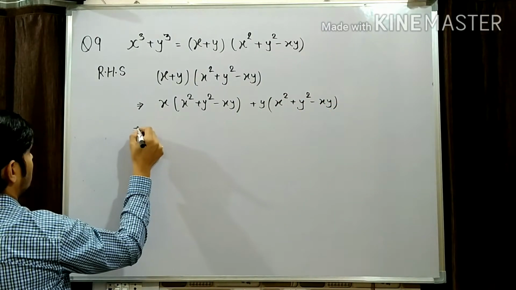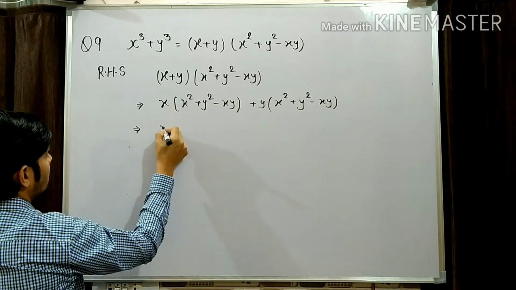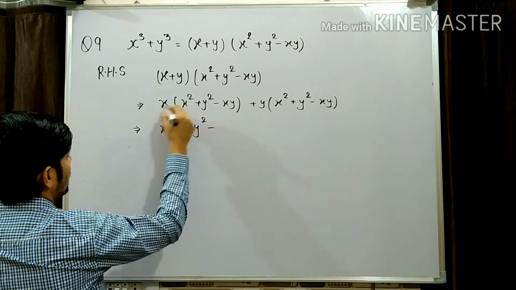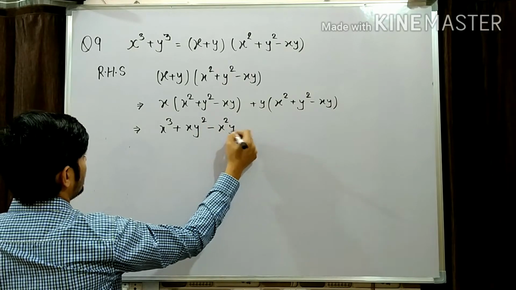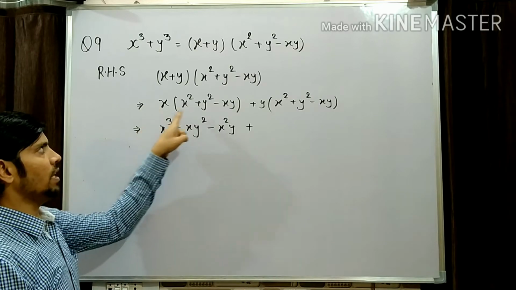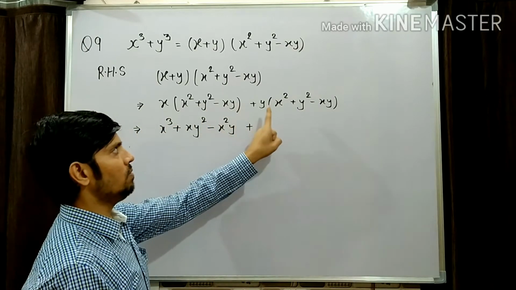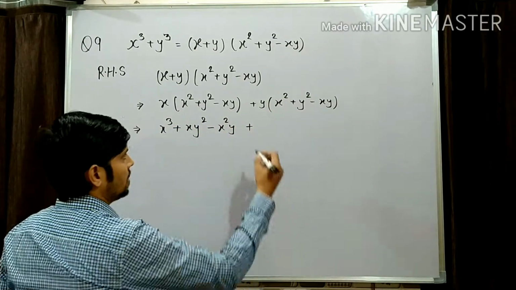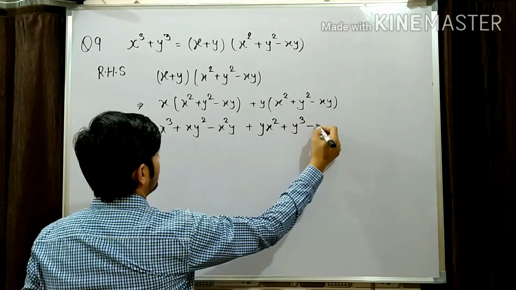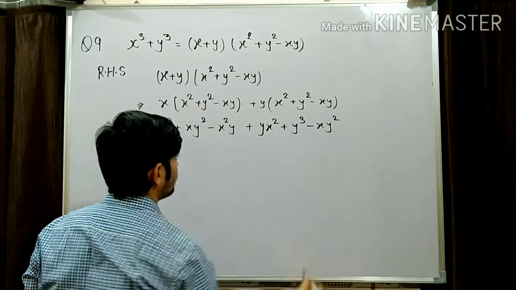Now see the next. What happened? This is x into x square, x into y square, x into minus xy. I have multiplied all the terms by x, and now we multiply all the terms by y, and this becomes yx square plus y cube minus x y square.